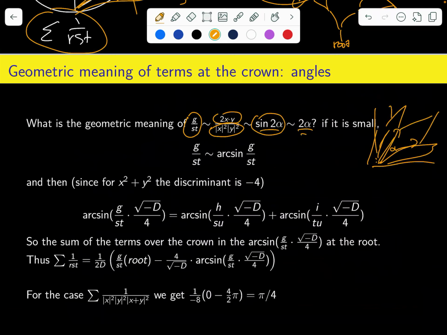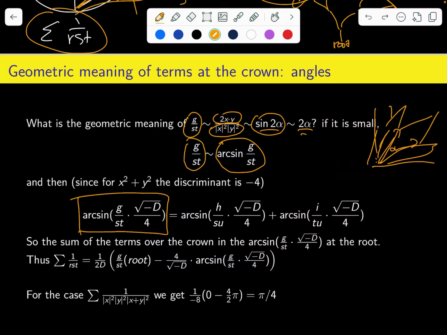In general, you can do the same. For a general quadratic form, if this thing is small, then it's proportional to its arcsine, plus some small order terms, which will anyway disappear when you take a summation. And then the correct formula is as follows. For any topograph, you look at this expression g divided by st, and then you multiply by the square root of minus discriminant over 4. If your discriminant is positive, this becomes a complex number, but it's fine. Why not? Then you have the following identity.